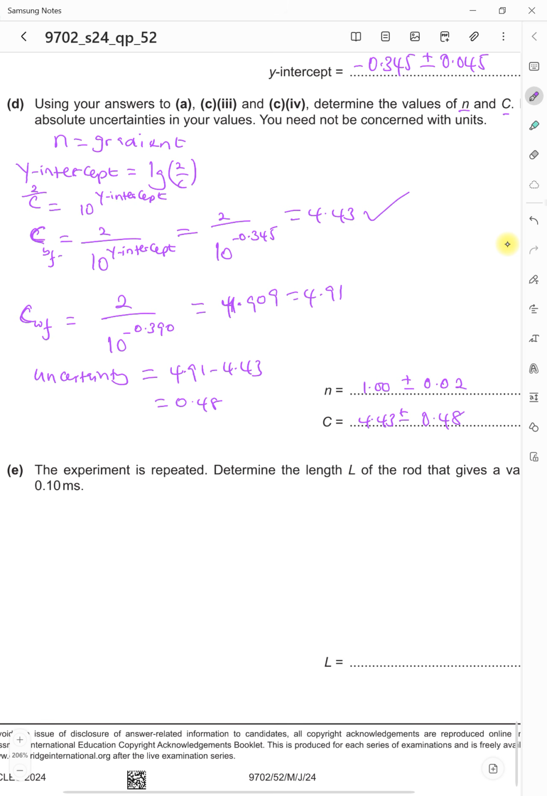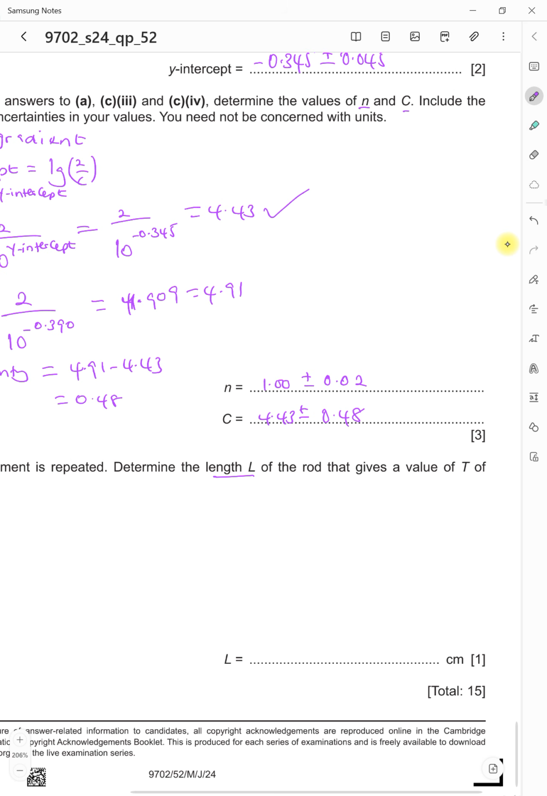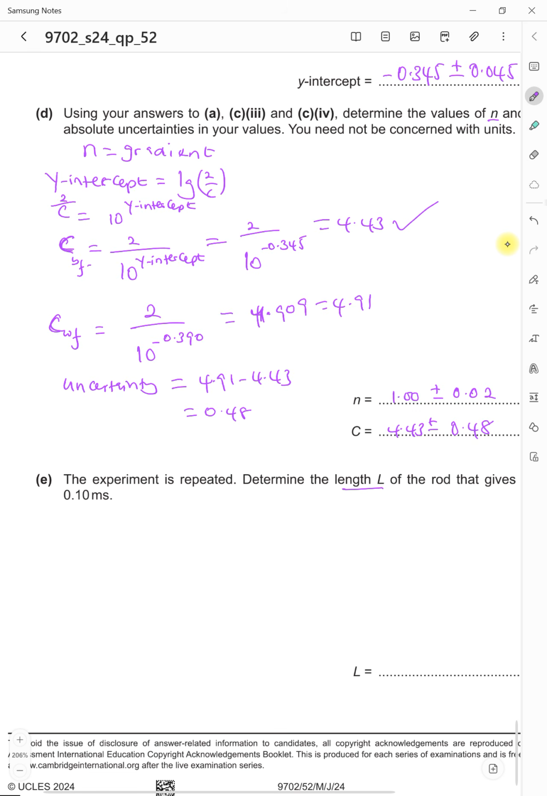And lastly, the experiment is repeated. Determine the length L of the rod that gives a value of T of 0.1. So remember, we have to be very careful with the units. T was equal to, I think, 2L power N divided by C. C has been quoted in milliseconds, so uniformity of the units is going to be very important. So L is going to be T times C divided by 2 under the nth root.